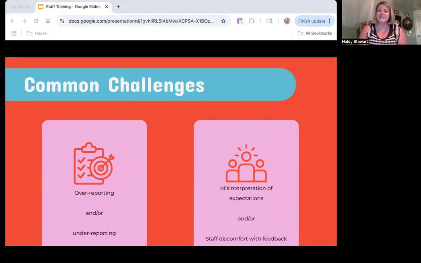Another common challenge would be staff discomfort with feedback. If staff feel very uneasy or threatened whenever they're receiving performance feedback, no matter if it's corrective or directive, it can cause issues. So this can happen due to past negative experiences with feedback. It could be due to a power imbalance in the supervisory relationship. Again, cultural norms would play a part in this. And it could be due to feedback being delivered in a judgmental or unclear manner by a supervisor in the past.